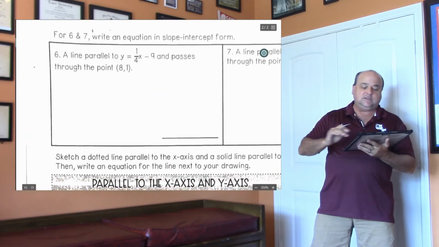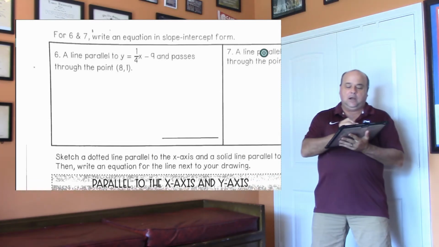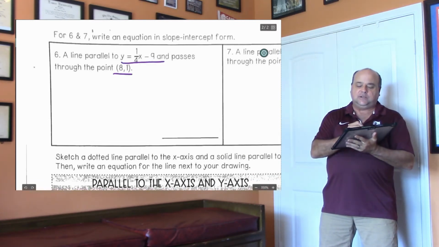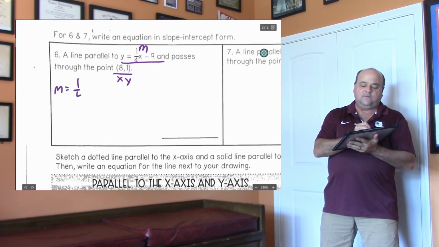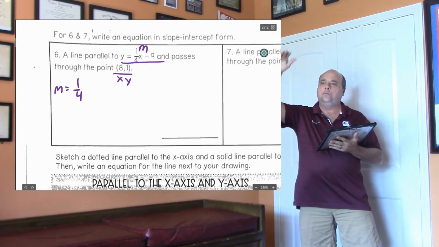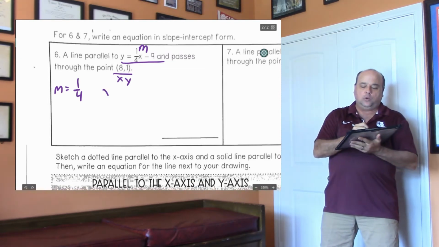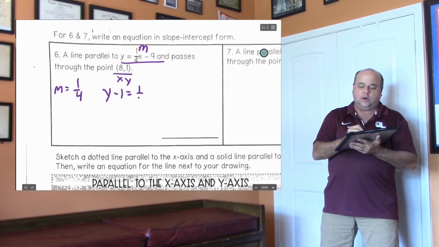Let's go to number 6. A line parallel to this and passes through this, so this is our x and our y, and our m is going to be 1/4. I'm going to use point slope and switch it, okay? So y minus 1 equals 1 over 4, parentheses, x minus 8.